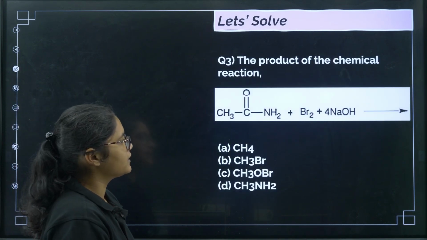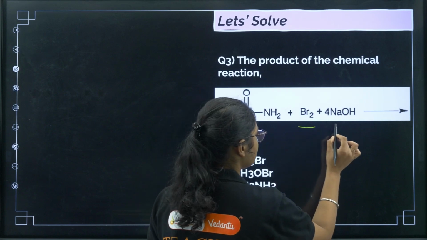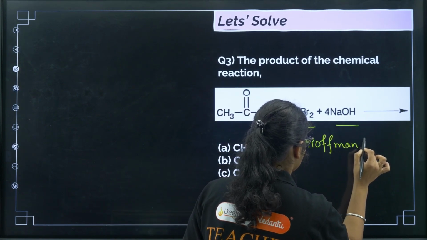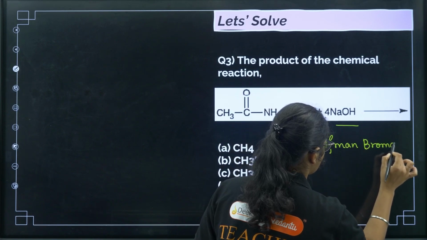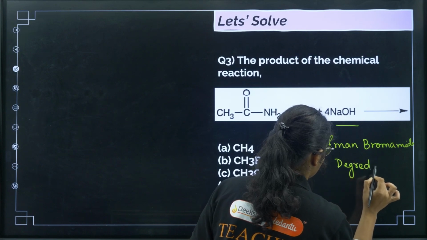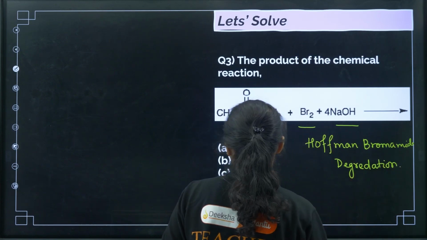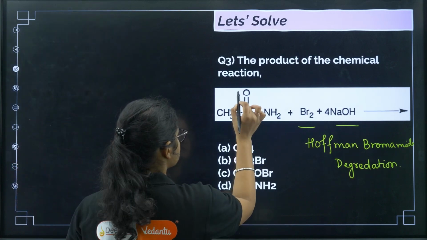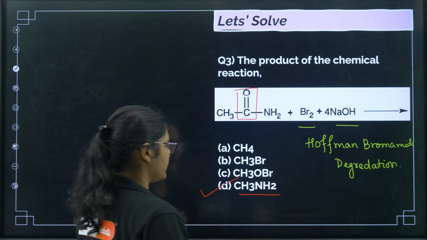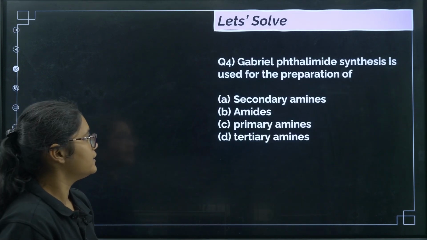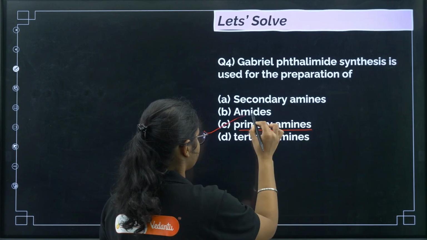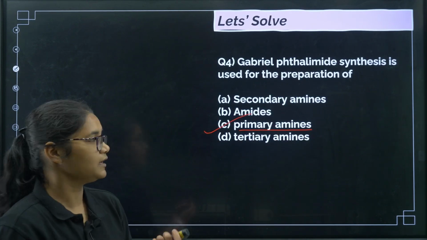Next, the product of the chemical reaction. Bromine with NaOH. What is the name of this reaction? Hoffmann bromamide degradation reaction. If you remember what happens here, this CO group will vanish, so I'll get CH3NH2. The correct answer is option D here. Next, Gabriel phthalimide synthesis is used for the preparation of, just now I told you, only primary amines.